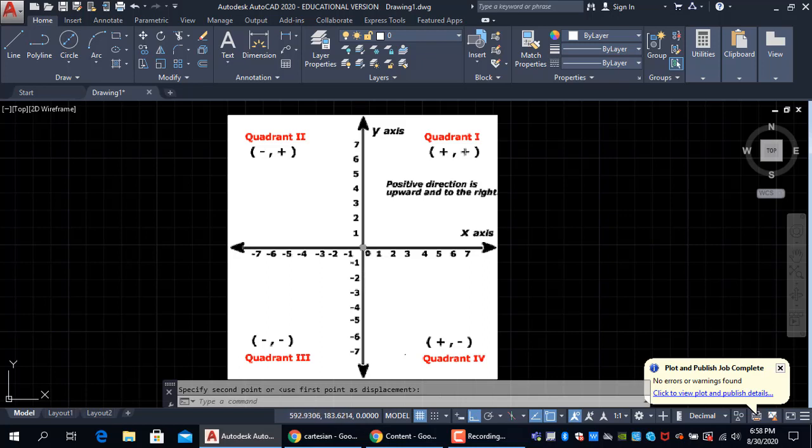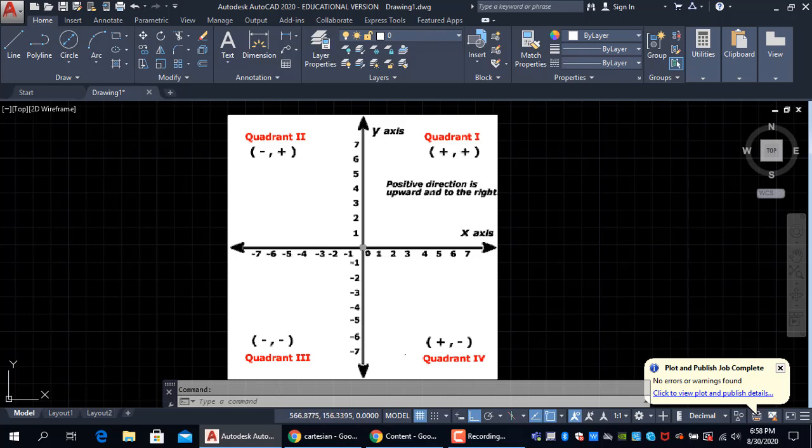Okay, on the top right, we have a quadrant, and it's positive, positive, because it's going from the origin positive on the x-axis, going positive on the y-axis. On the top left, we have negative, positive, because we're going negative on x, positive on y. On the bottom left, we have negative, negative. We're going negative on x and negative on y, from 0 again. And on the bottom right, we have positive, negative, because we're going positive on x, negative on y.